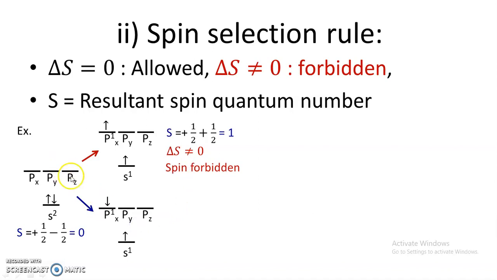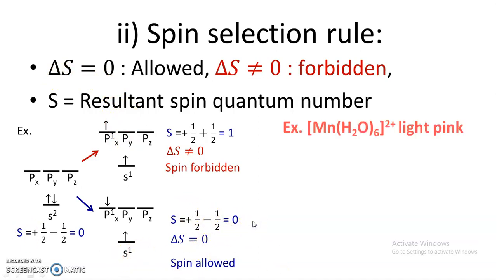Suppose we consider another mode of excitation. Suppose the electron is excited from the s orbital to the p orbital, but the excited electron is spinning in an anti-clockwise direction. In that case the resultant spin value will be plus half minus half, because for the second electron the spin quantum number will be minus half. So plus half minus half is equal to 0, and therefore delta S is 0, and this transition is spin allowed, because as I said, any electronic transition with delta S equal to 0 is spin allowed.